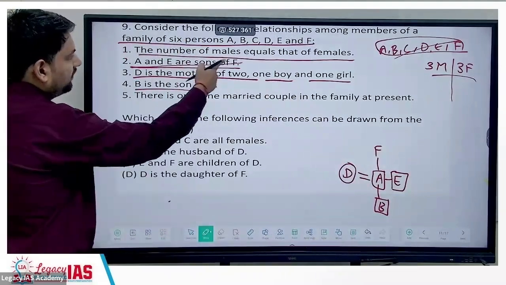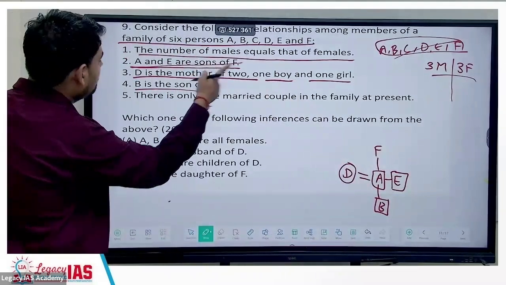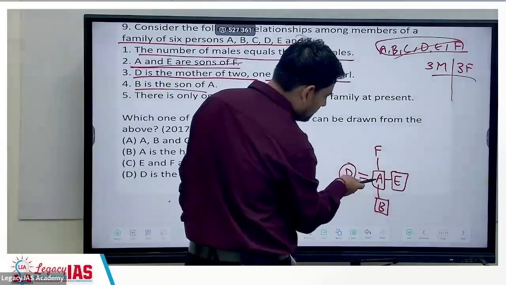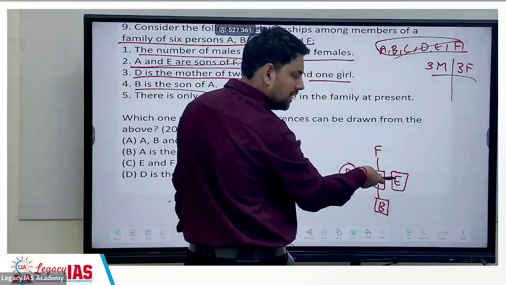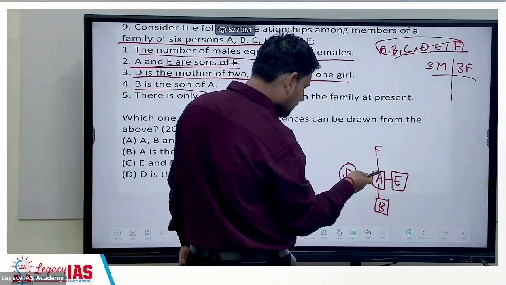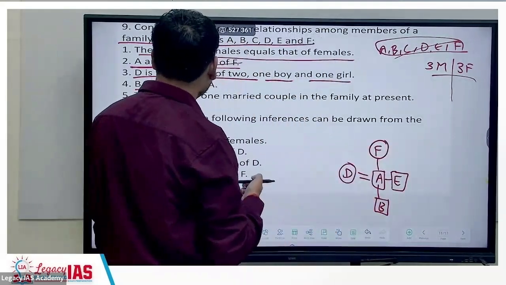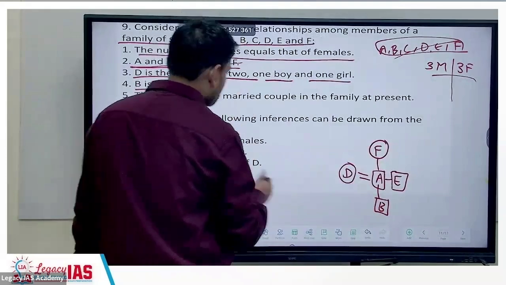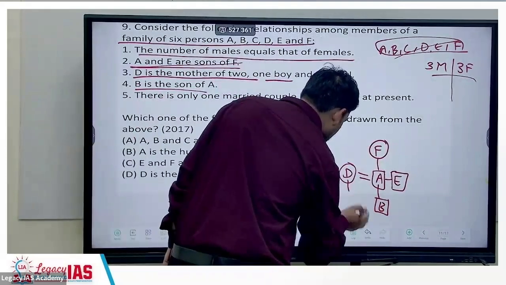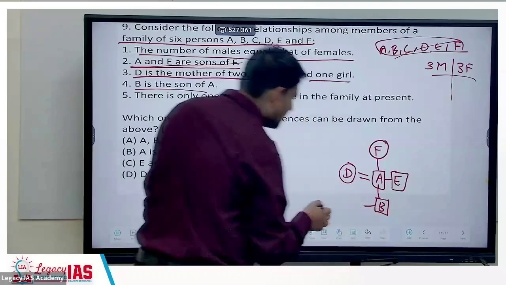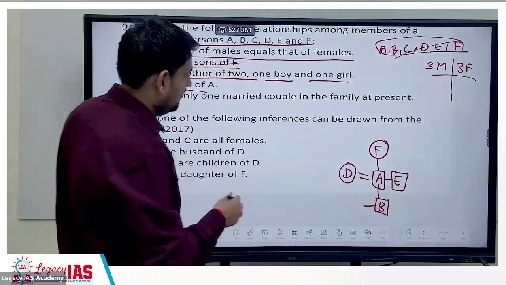The number of males equals that of females. That we must ensure. So 1, 2, 3 males, and this is a female, and this also should be a female. One person is remaining. One daughter. So it will be a sibling only. And what would be his name? C.